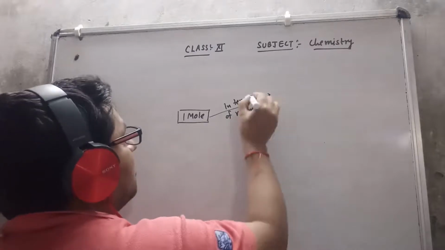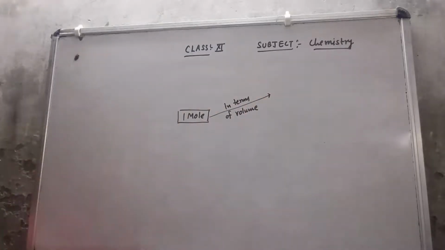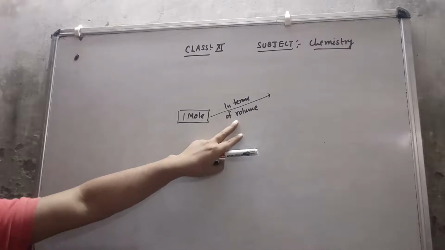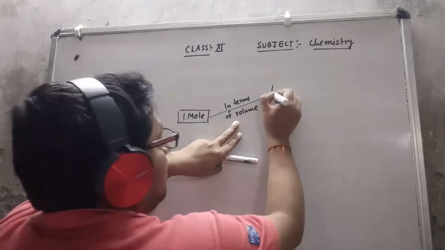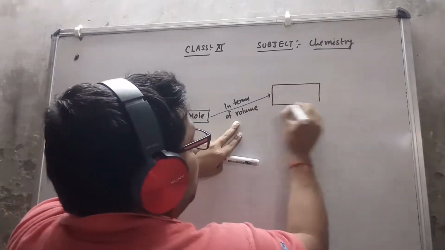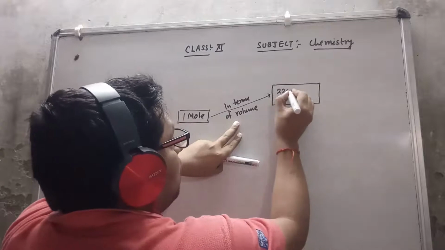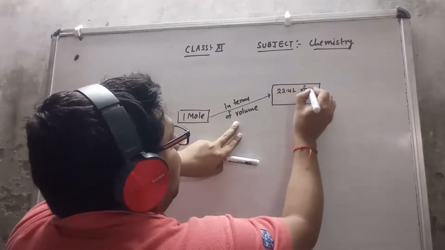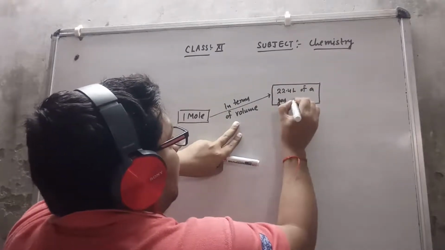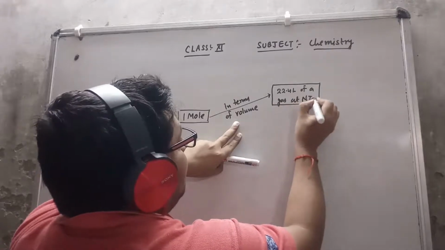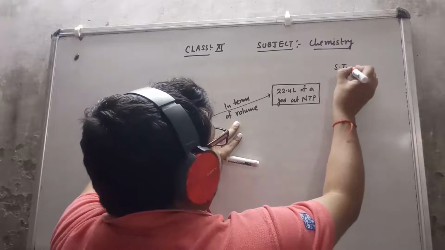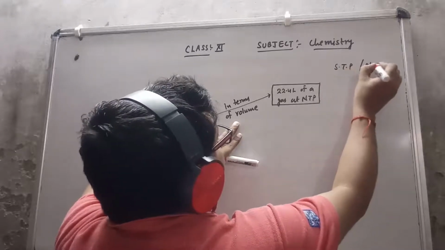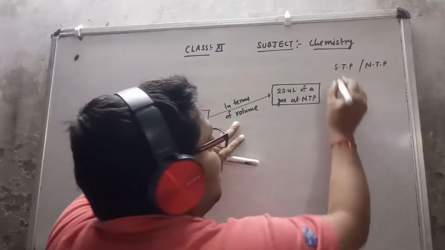keep in your mind this part I am discussing is only for gases. In terms of volume, that means for gases, 1 mole equals 22.4 liter of gas at NTP. I use the word STP many times, or I use NTP here. Both have the same meaning.